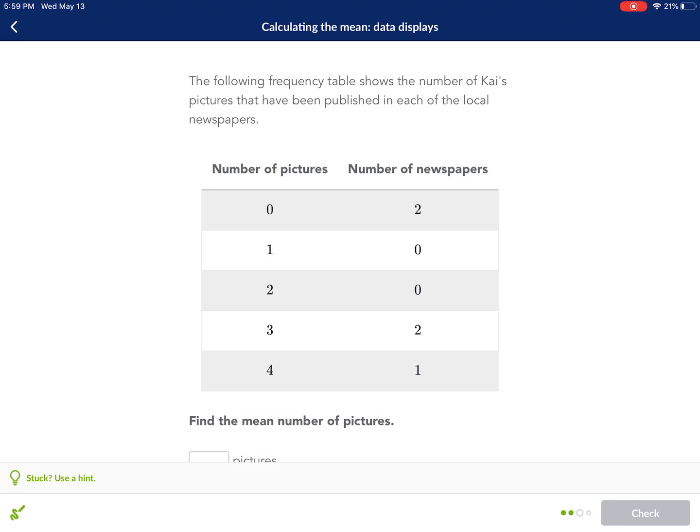The following frequency table shows the number of Callie's pictures that have been published in each of the local newspapers. Number of pictures. Number of newspapers. Find the mean number of pictures.